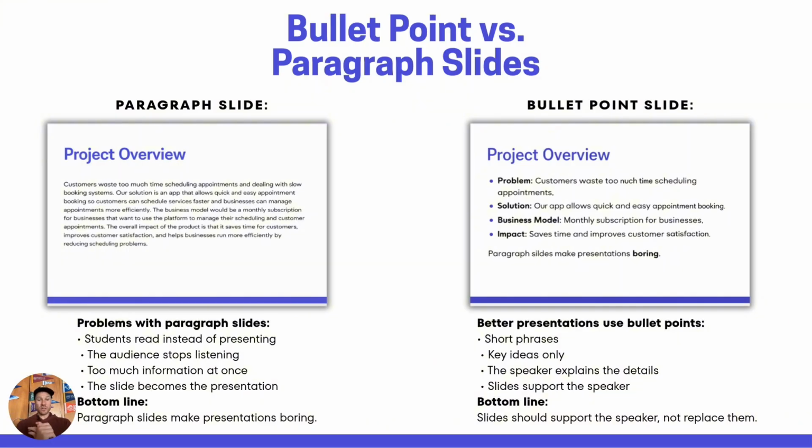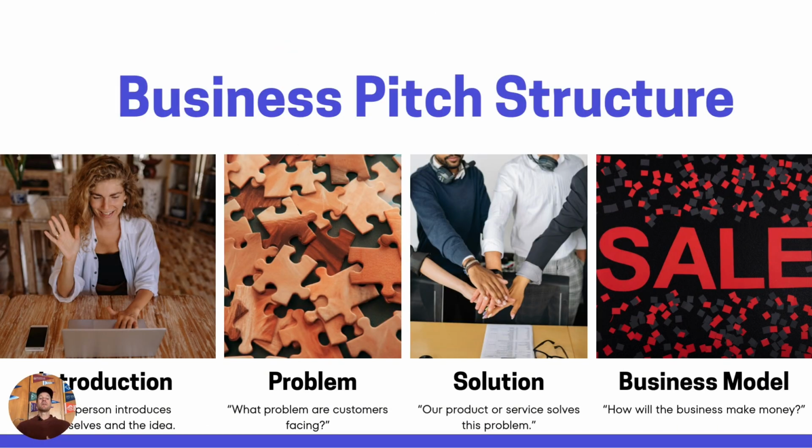So students are going to either read instead of presenting. The audience is going to stop listening. There's too much information at once. And the slide becomes the presentation, not the presenter presenting the slides. Paragraph slides make presentations boring. A better way to do this is by using bullet points. Keep it brief, keep it simple, short phrases, key ideas only. The speaker explains the details and the slides support the speaker. The bottom line is this: slides should support the speaker, not replace them.